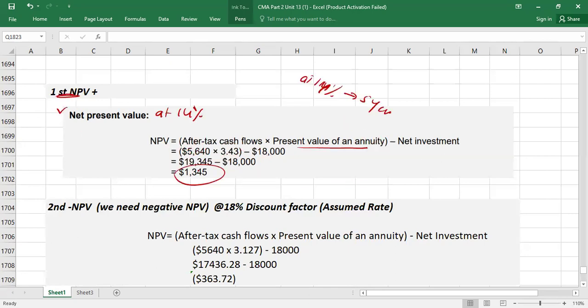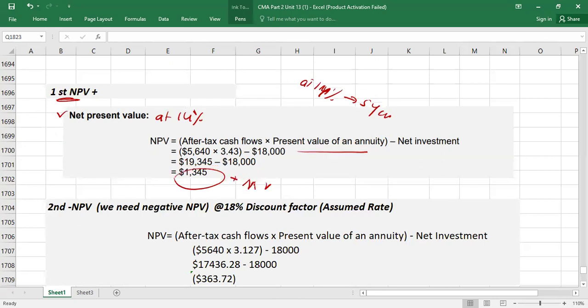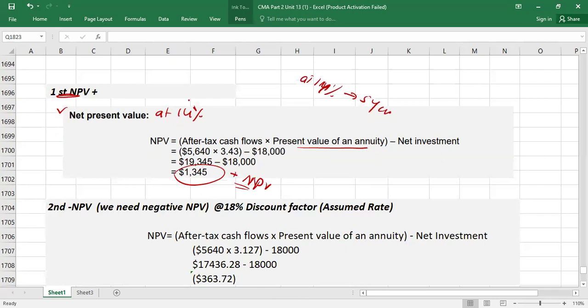Now, please, here normal NPV is positive. You know what the positive NPV means? Positive NPV means to say our return is more than 14%. Actually, we are earning more than 14% because at 14% our NPV is positive. It means we are earning more than 14%.